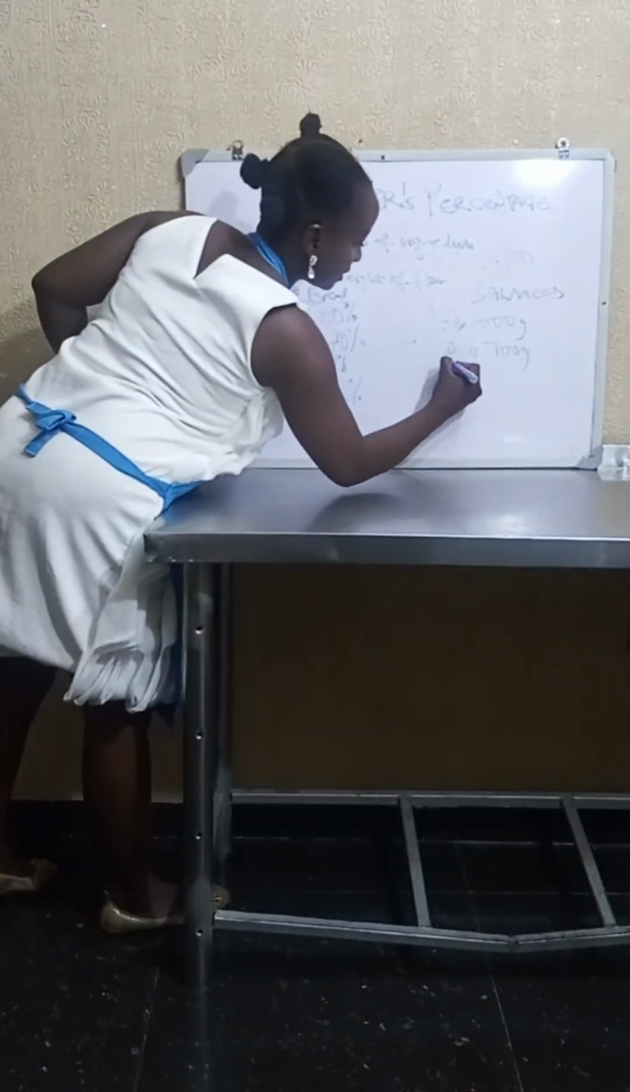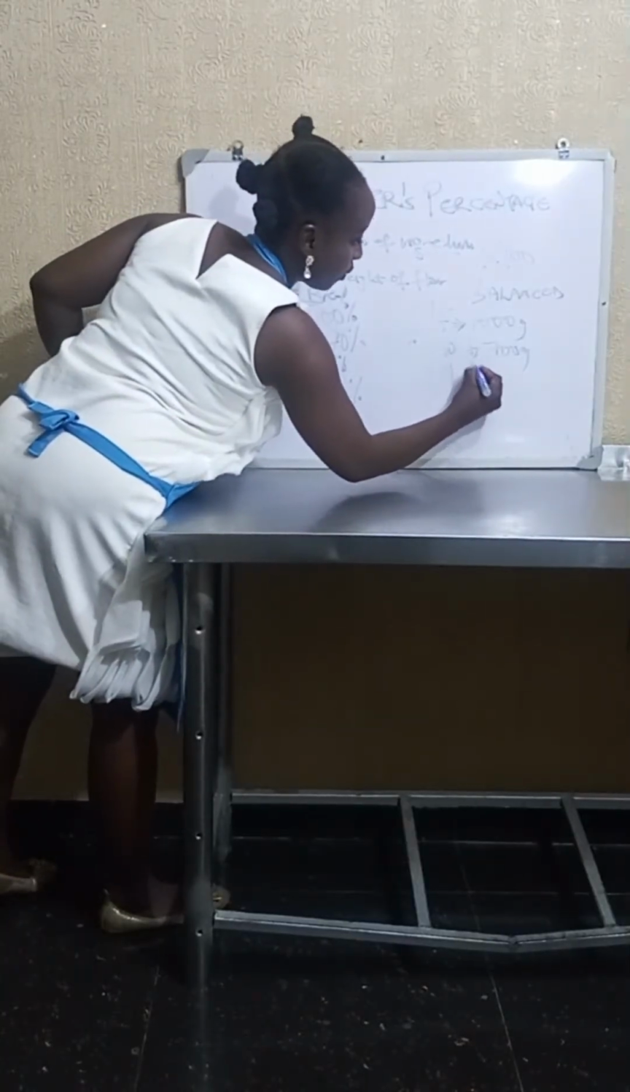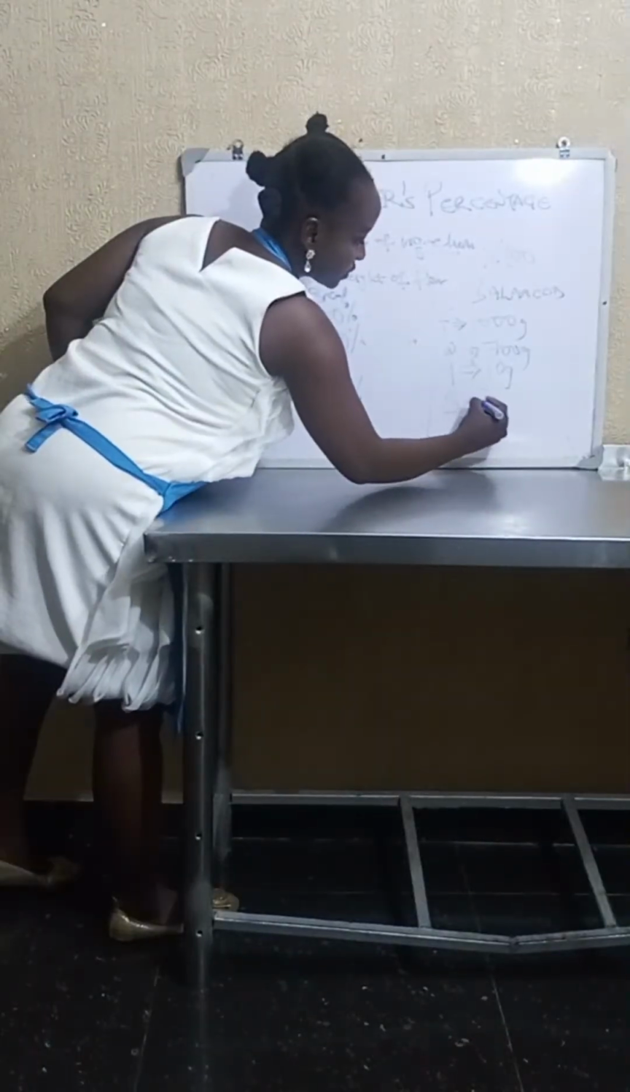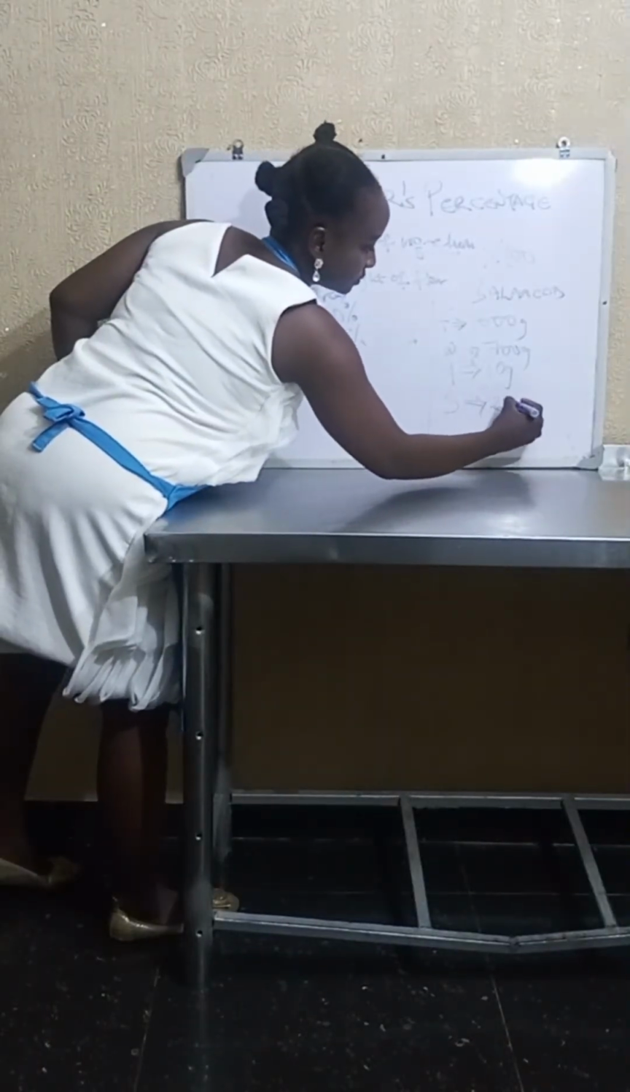And 1% yeast is Y. 1% of 1000 is 10 grams. And 2% of 1000 is what? 20 grams, which gives us our salt.